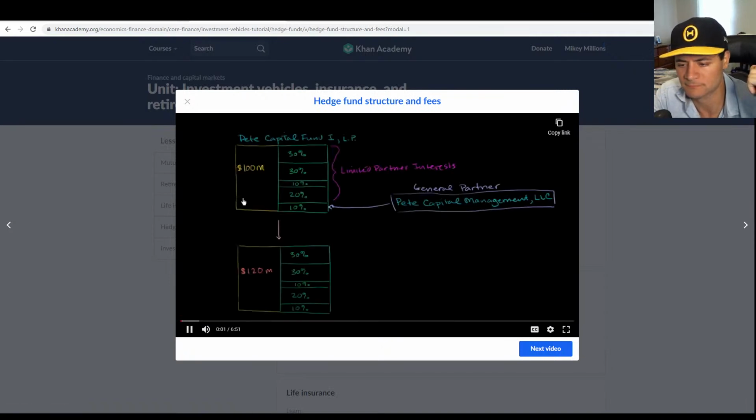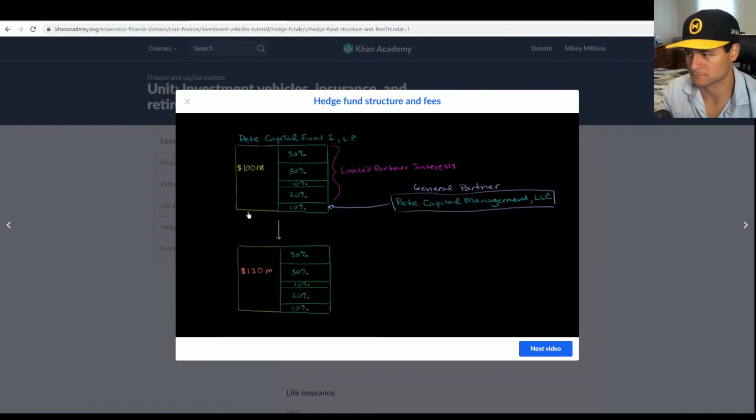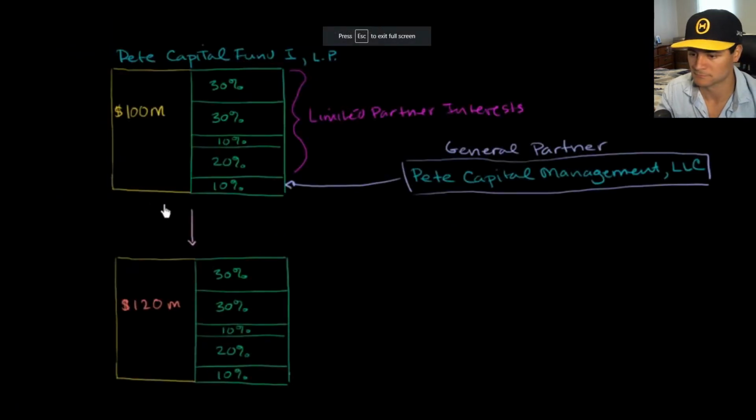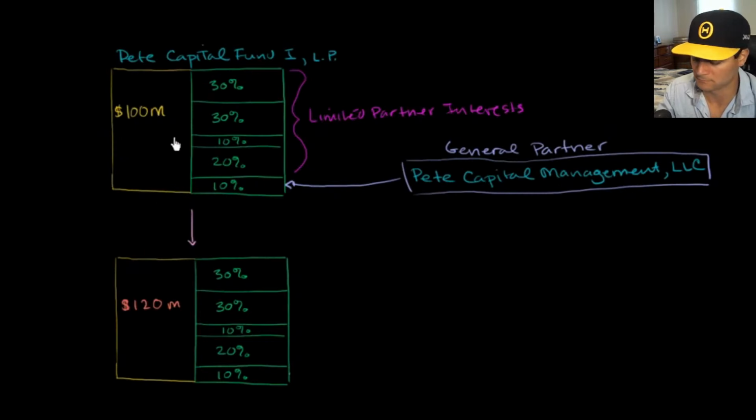Let's see if we can understand the structure of a hedge fund a little bit, and also how the management and the performance fees work out. So most hedge funds, the funds themselves, are set up as limited partnerships. So this is the hedge fund that Pete set up. We'll call it Pete Capital Fund 1. He's maybe in the future going to start Fund 2 and Fund 3 and all of the rest.